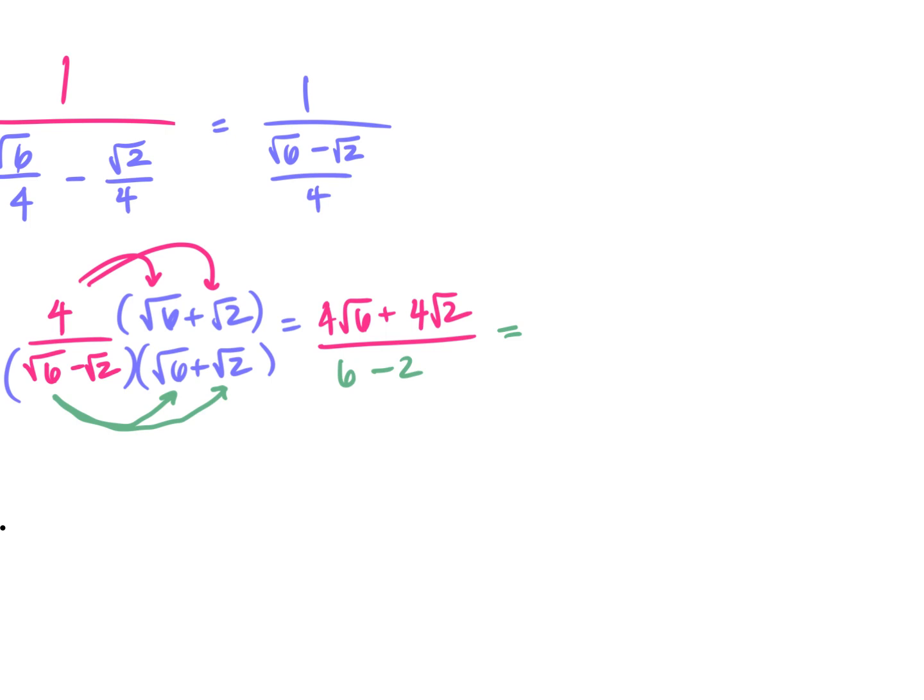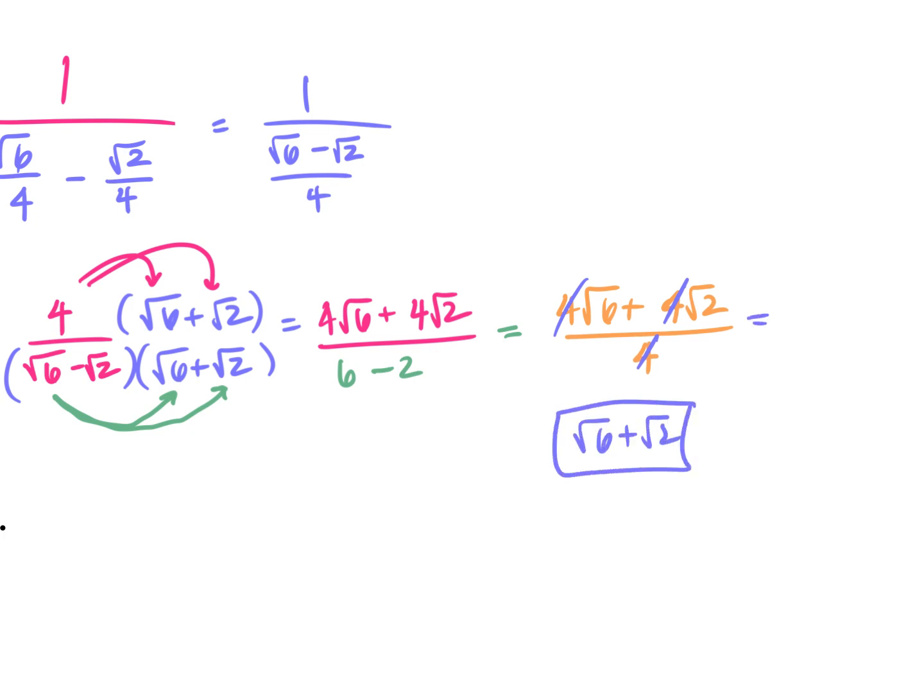On top, I cannot combine these because it's like we have a 4x and a 4y. We cannot combine those. So we still have a 4 root 6 plus a 4 root 2 over 4. And then you're saying we can cancel something. Final answer: root 6 plus root 2.